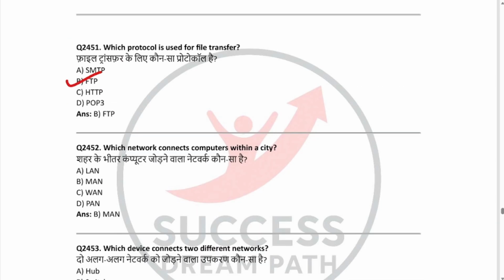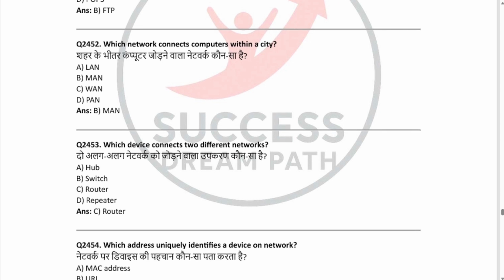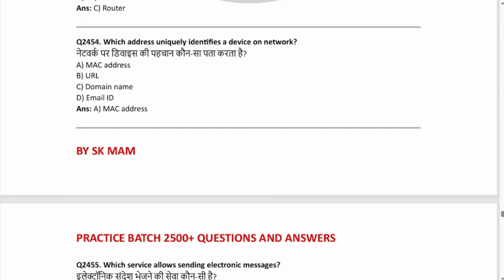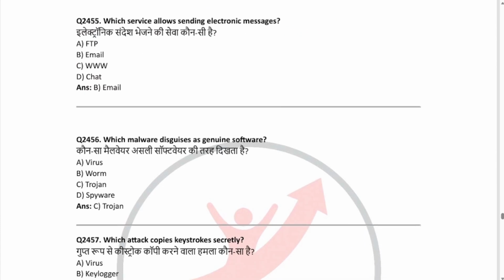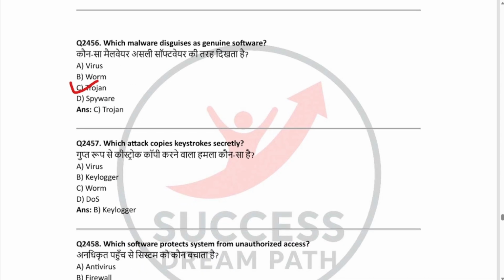Which network connects computer within a city? MAN. Which device connects two different networks? Router. Which address uniquely identifies a device on network? MAC address. Which service allows sending electronic message? Email. Which malware disguises a genuine software? Trojan. Which attack copies keystrokes secretly? Keylogger.